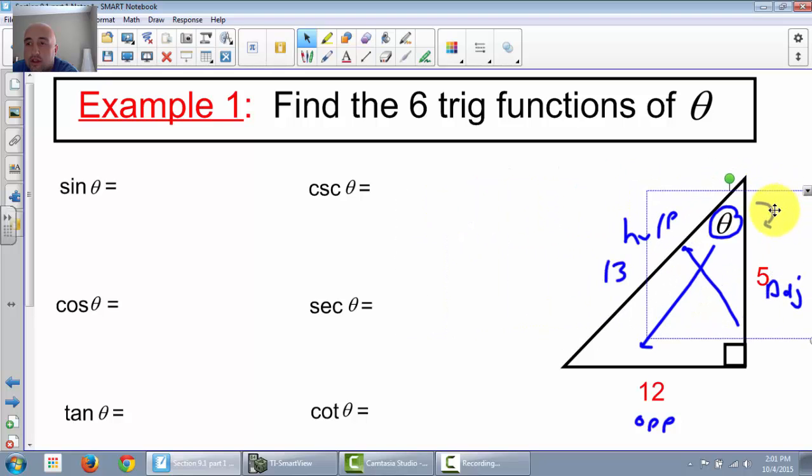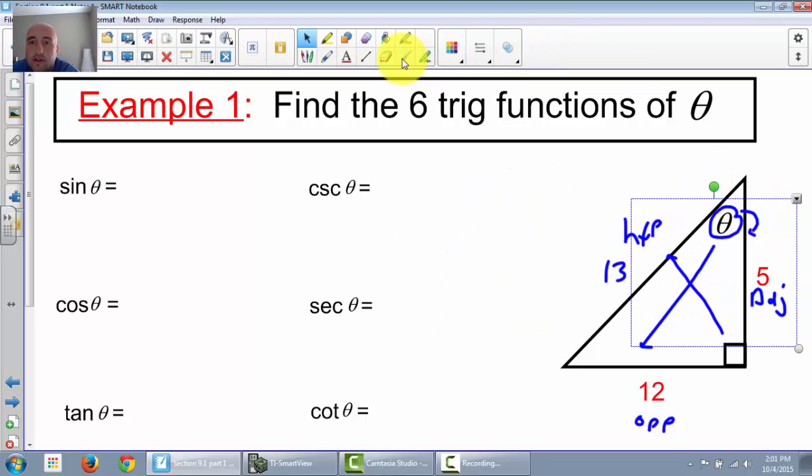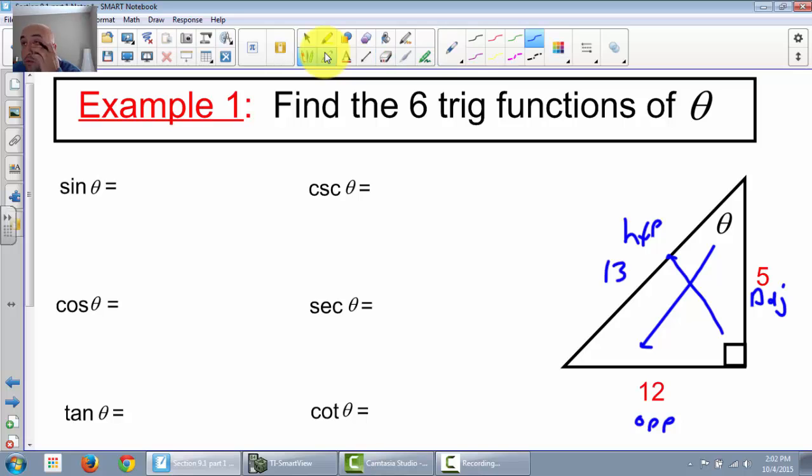I don't want to get rid of that, so maybe I should just use my eraser. There we go. All right, so we're gonna do our 6 trig functions. So let's recall sine. If we want to write this down over here, sine is SOHCAHTOA. Okay, so sine is opposite over hypotenuse. All right, so what's our opposite over what's our hypotenuse?